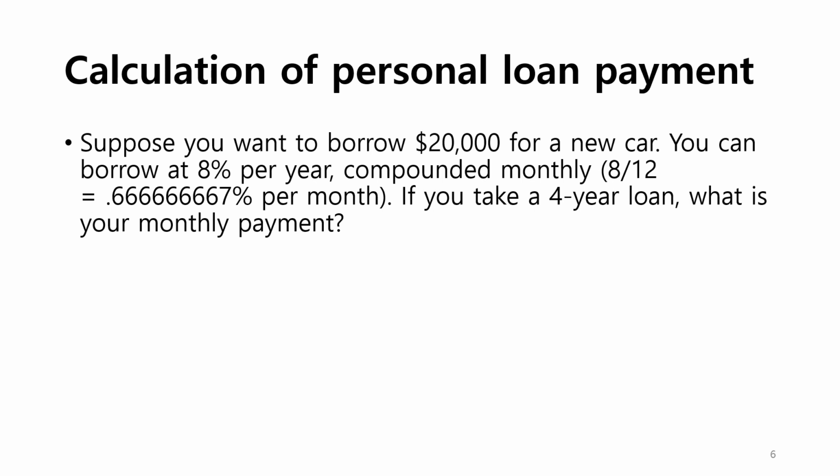So the present value of that annuity is $20,000, right? Because this is the money you want to obtain now from the bank. So present value of an annuity, $20,000. Interest rate, 0.66666667%. And N is 48. What is PMT? That is just what you want to solve.